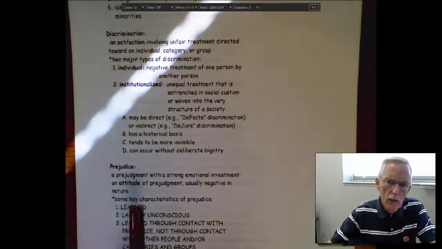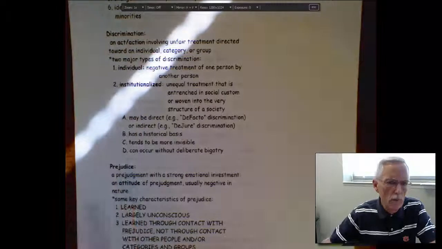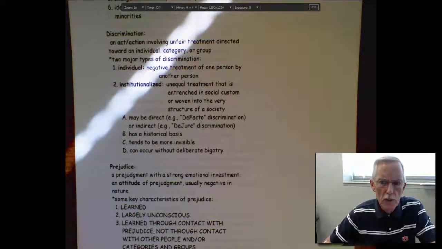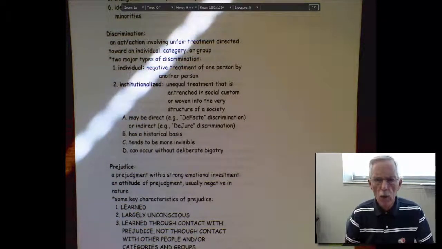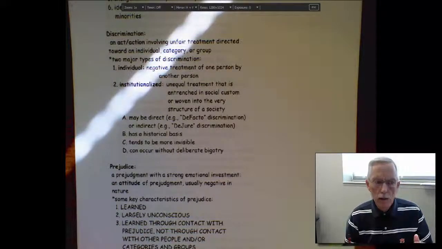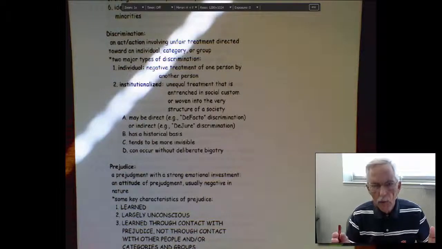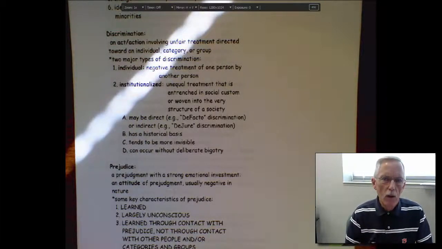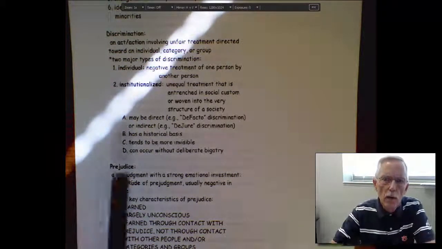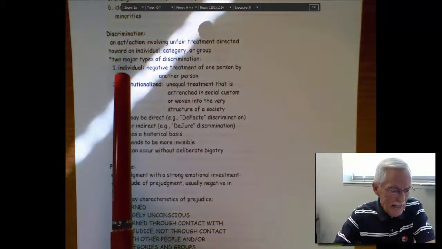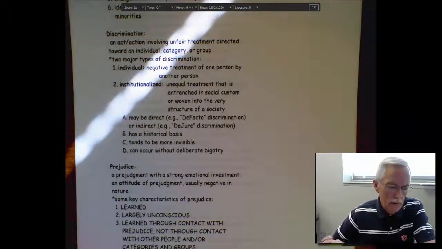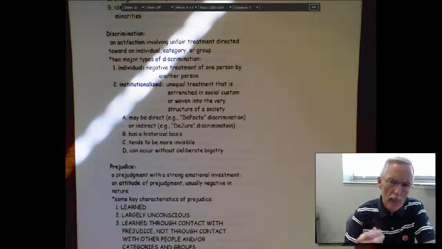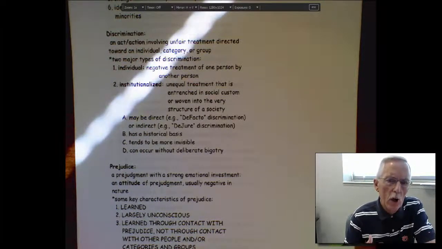Remember that prejudice is really an attitude. It's a prejudgment. Often we invest quite a bit in it. And although not all prejudices are negative, most of them tend to be. Now, on the other hand, discrimination is literally an act, an action. In other words, we unfairly treat others based upon a prejudice we hold toward those other folks.